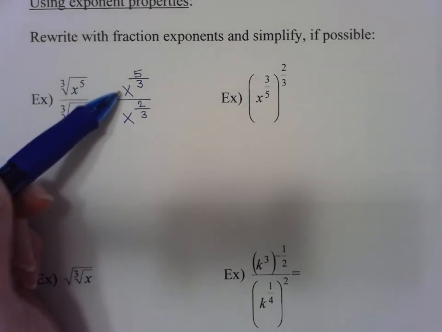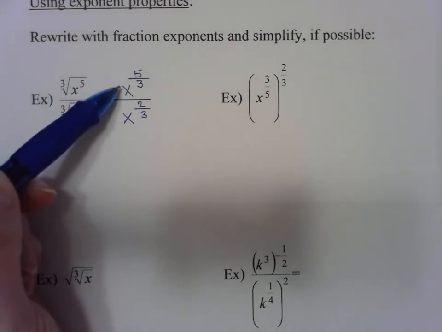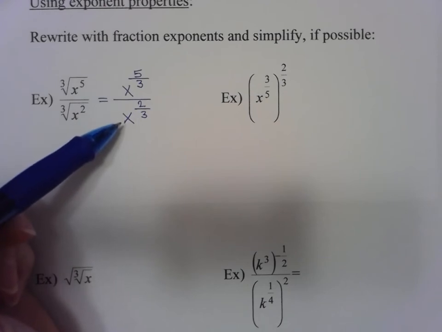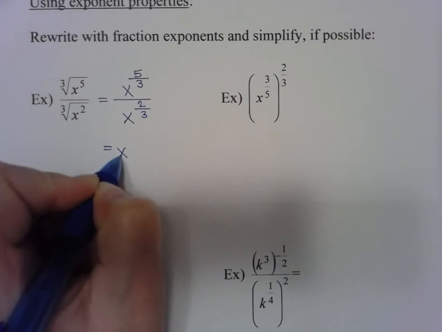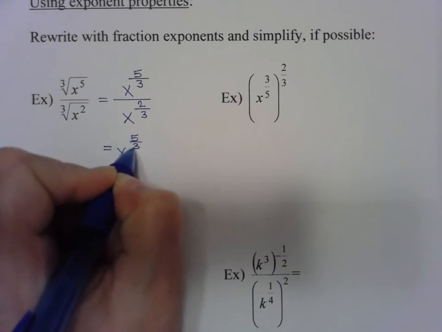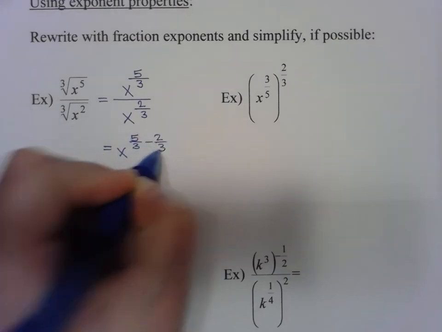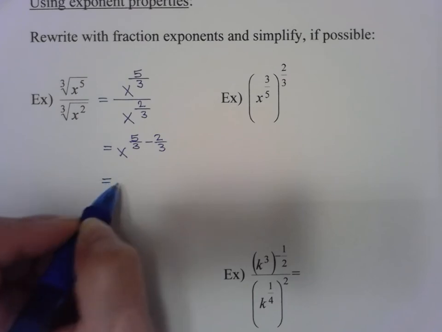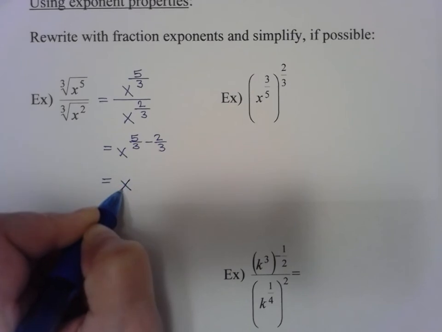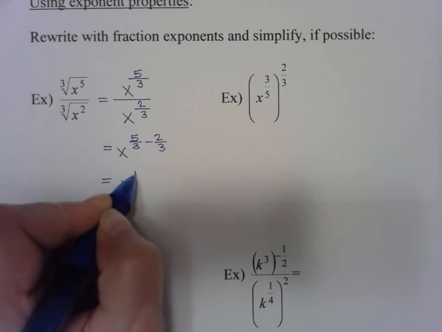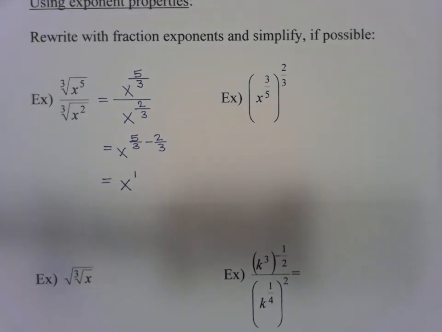And then to simplify, we want to use properties of exponents. If I'm dividing with the same base, I'm going to subtract the exponents. When I subtract 5/3 minus 2/3, it's going to give me 3/3. But 3 divided by 3 is just 1. So my final answer would be x to the first, or just x.